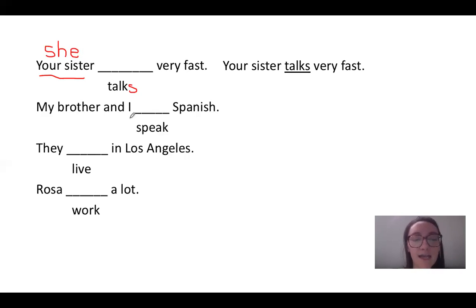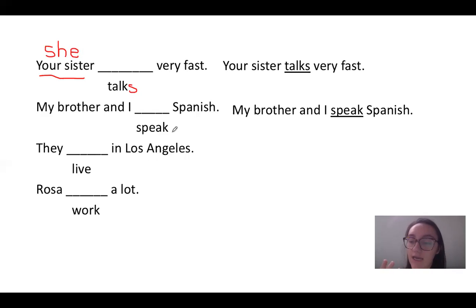My brother and I speak Spanish. So would this one be my brother and I speaks Spanish? Well, this one can be replaced with we. My brother and I, we speak Spanish. So we don't need to add an S. They live in Los Angeles. Do we add an S? We're talking about other people, right? They live in Los Angeles.